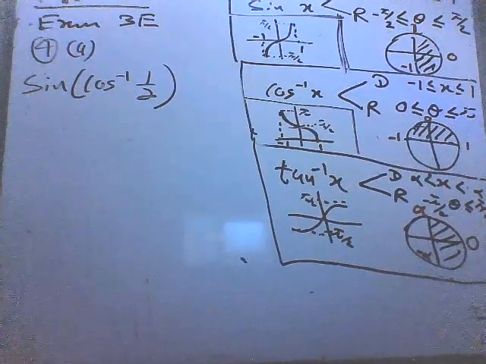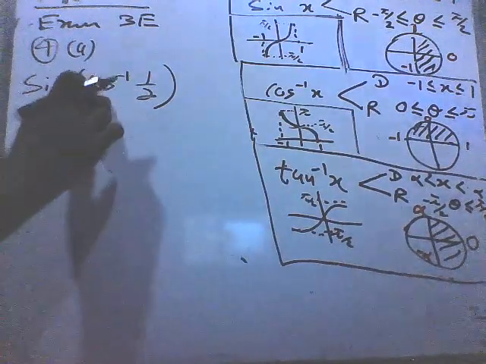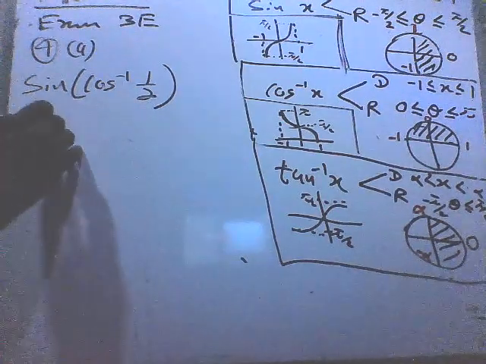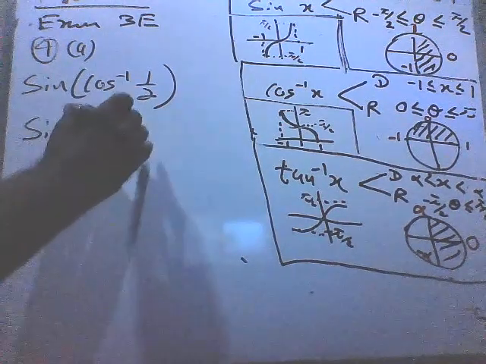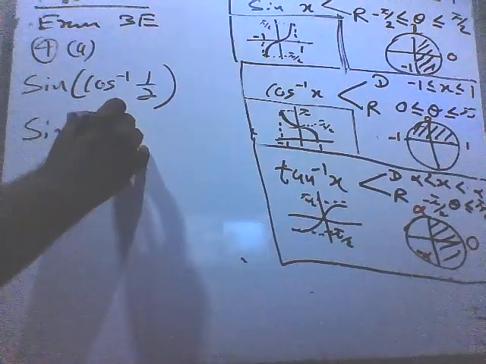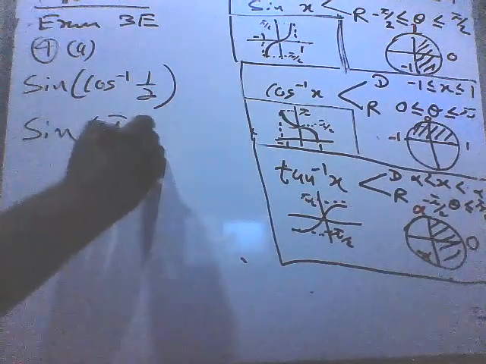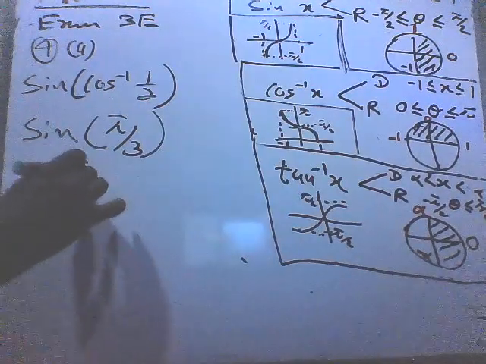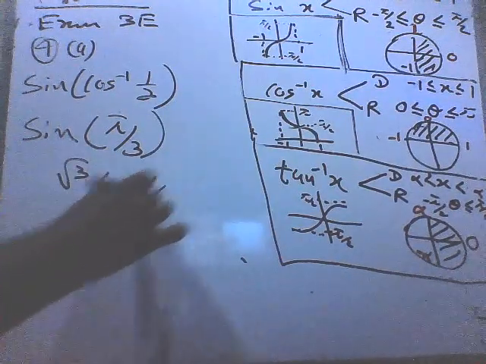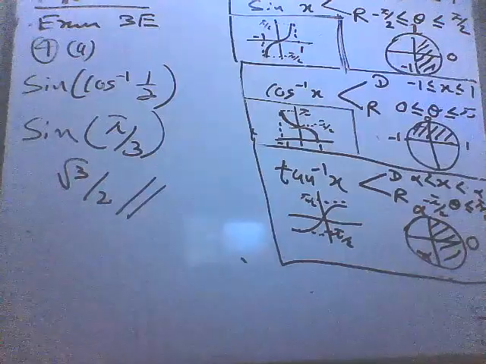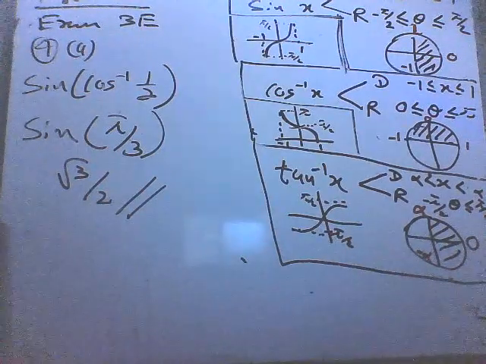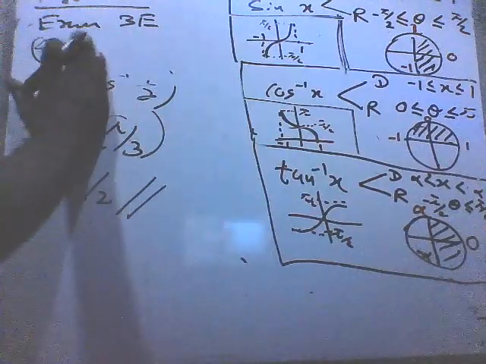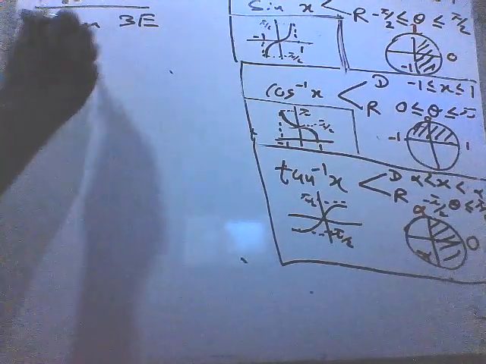Now here question 4 part A, it says sine of cos inverse half. So what we can do is put in pi over 3 for cos inverse half. Then sine pi over 3 is root 3 over 2, right? That is all right. Now we'll see negative 1 is there.